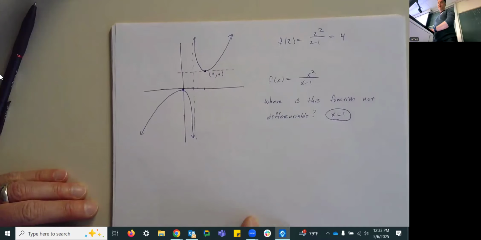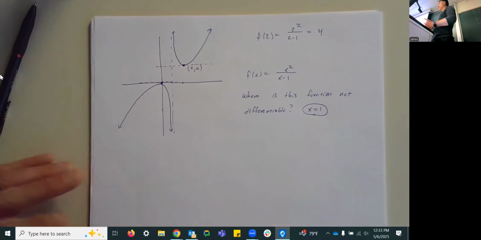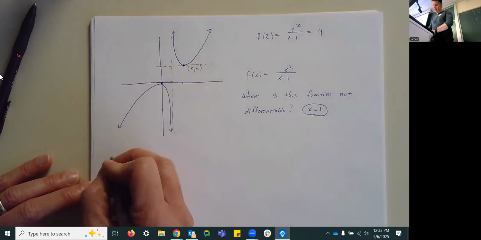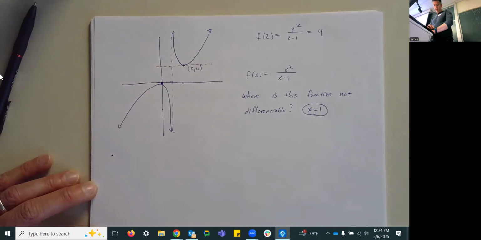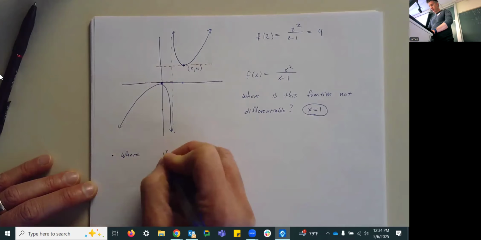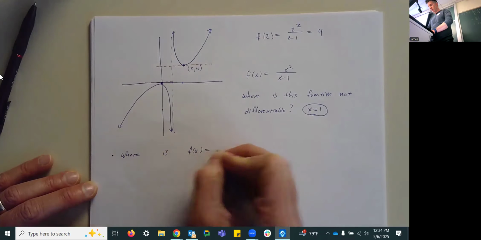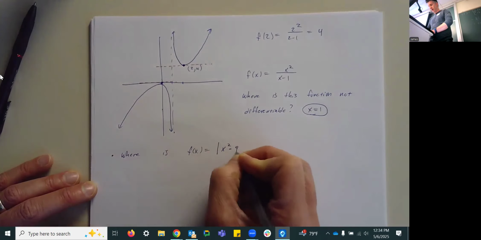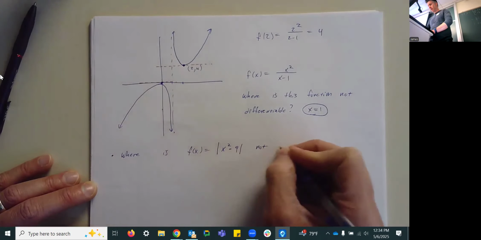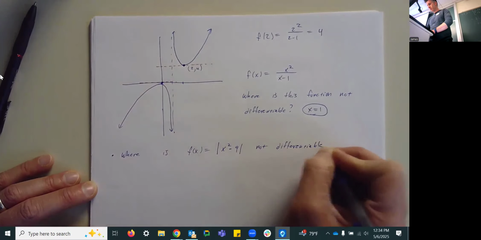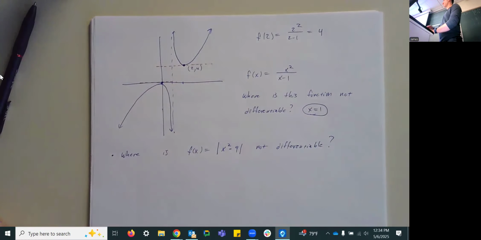The real reason I'm asking this question is because there's another question I want to ask that has kind of a similar thing that I saw in one of your homeworks, which I thought was really interesting. So, similar question, kind of. Where is f of x equal to the absolute value of x squared minus 9 not differentiable? So I think that is an interesting question.